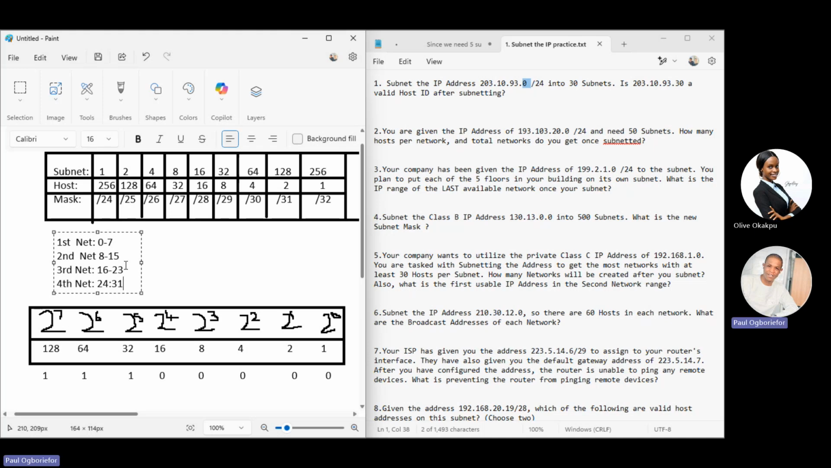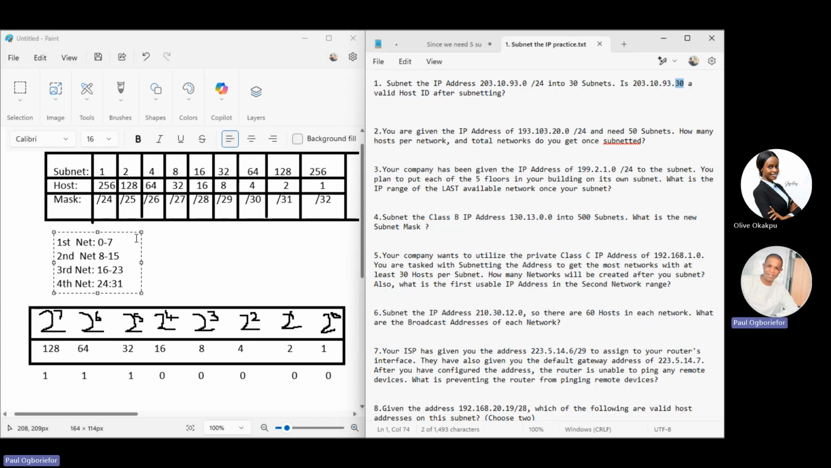Now, we have all of this. What we are looking for is the host ID. Don't forget, we are looking for host ID because we have gotten up to 30 and they ask for 30 specifically. You understand? Okay.